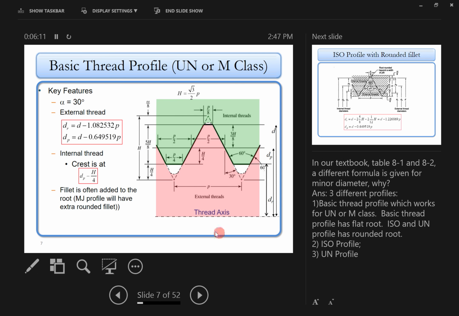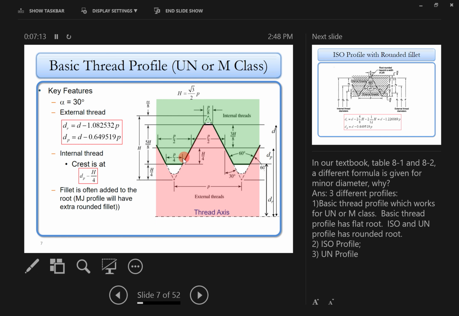So I'll show you the difference here. The first profile is called the basic thread profile. It's applicable basically to the UN or M class. The basic profile shows the external and internal threads. The dimensions are labeled according to the straight lines here, which separate the internal and external threads. So you have h, the thread depth. And h is related to the pitch, because this is basically an equilateral triangle, so you can calculate h in terms of the pitch easily, which is √3/2 times p.